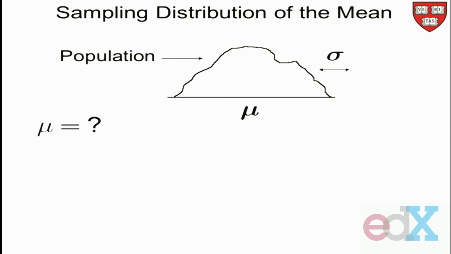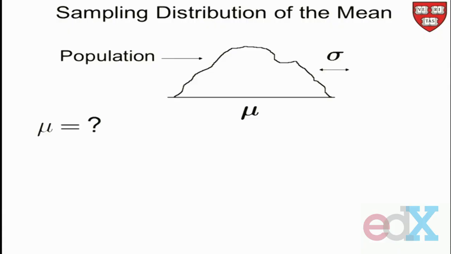So let me summarize. We've got a population. It has a mean mu, standard deviation sigma. We don't know what these values are, typically. And what we'd like to do is find out, let's focus on the mean for now, find out what is the value of this population mean.